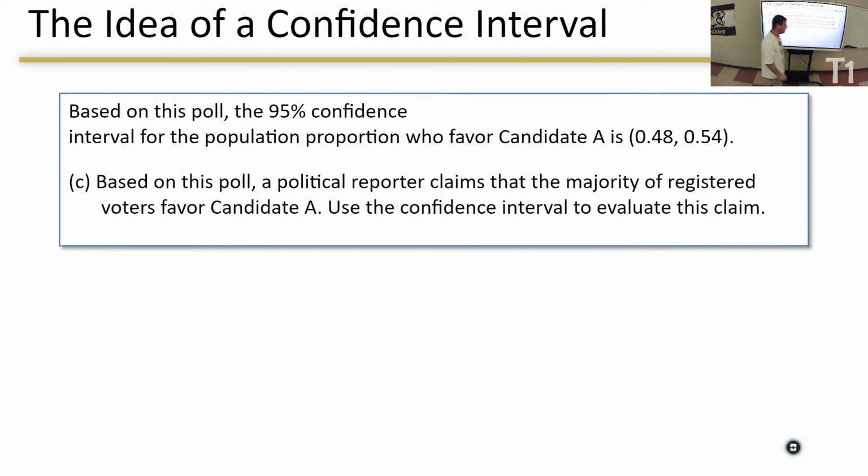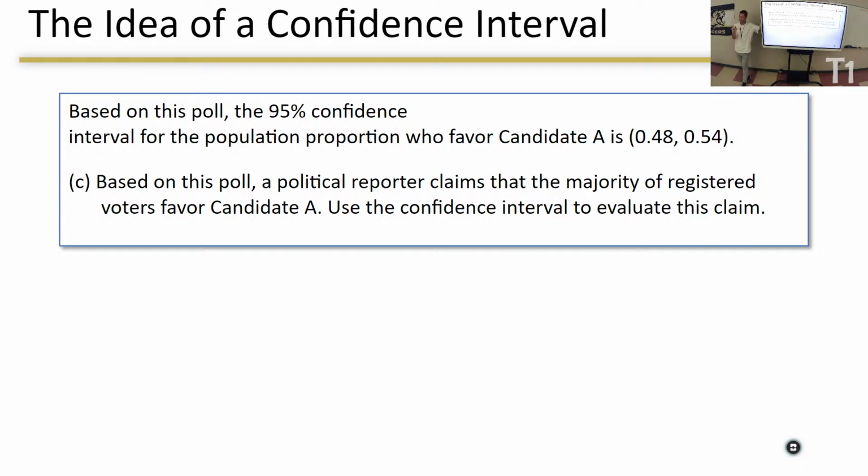Now, this is different. This might take you a little bit to make sure you understand, because maybe what some of you are thinking, what I'm going to tell you, might be wrong. So pay attention here. Based on this poll, a political reporter claims that the majority favor candidate A. That's what the reporter claims. Majority favors candidate A, so candidate A has a good chance of winning. Use the confidence interval to evaluate that claim.